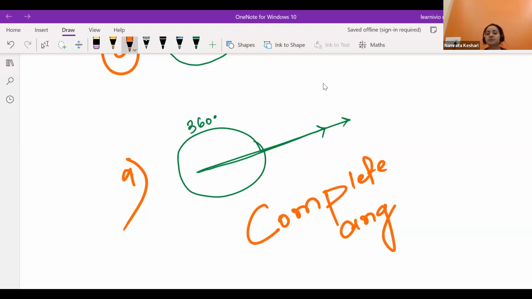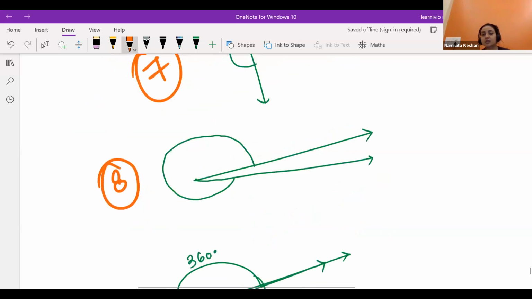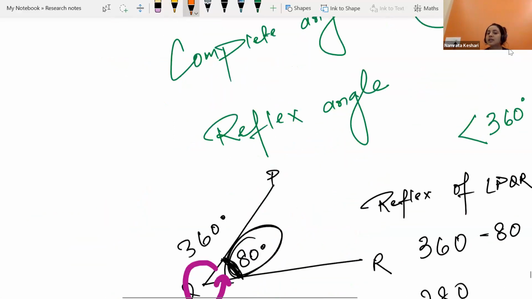Okay. In between 7 and 8 is there. We will be discussing it. Any angle which is smaller than 360 and bigger than 180 is called a reflex angle. A reflex angle is such an angle which is smaller than 360 and bigger than 180.